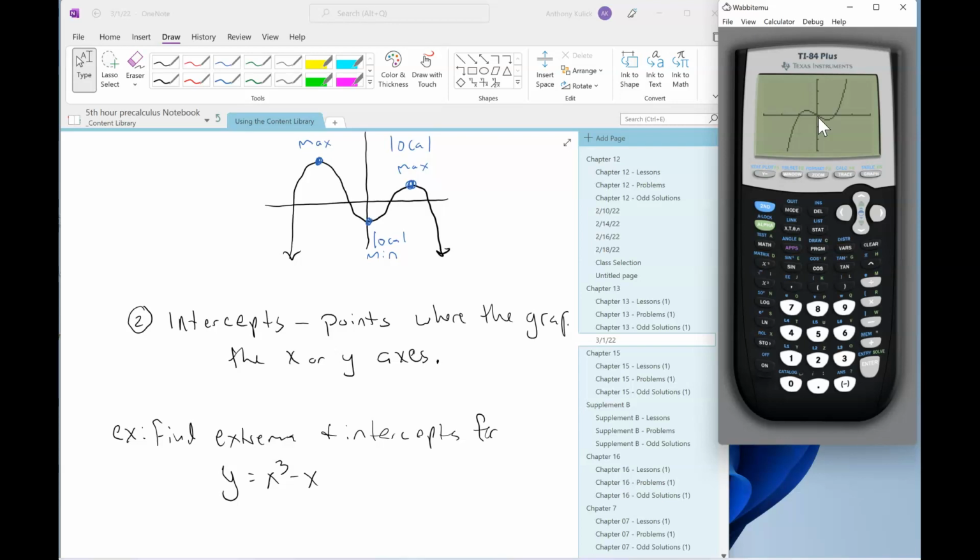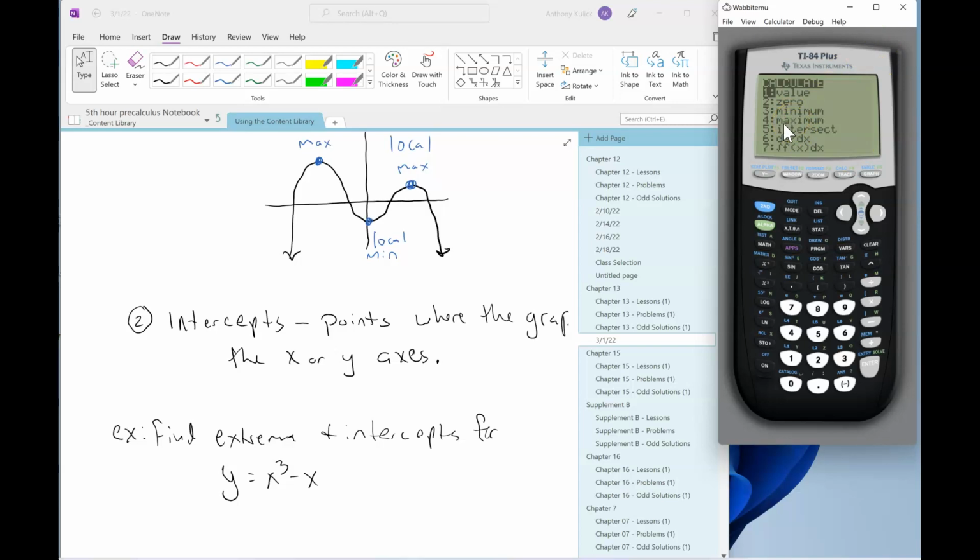Okay. So I'm going to show you how to use your calculator to obtain all those different points. Cool? All right. All the operations I'm going to use on my calculator are done on the graph, and they're all located in the calculate menu. So I'm going to press second and then the trace button to open up the calculate menu. Let's find the local maximum first.